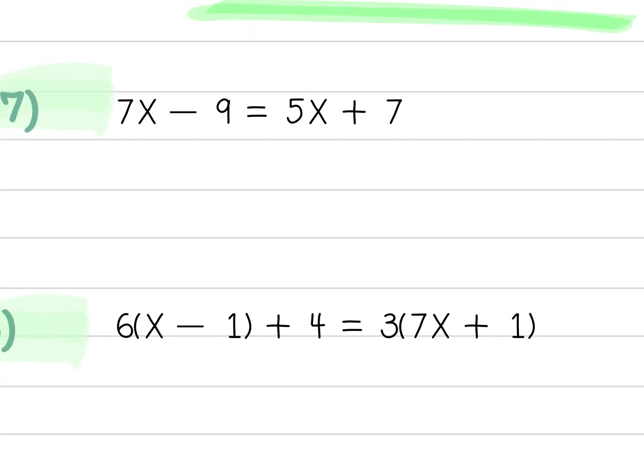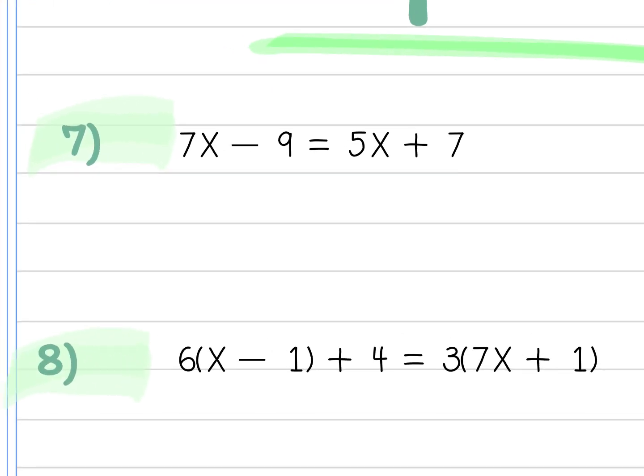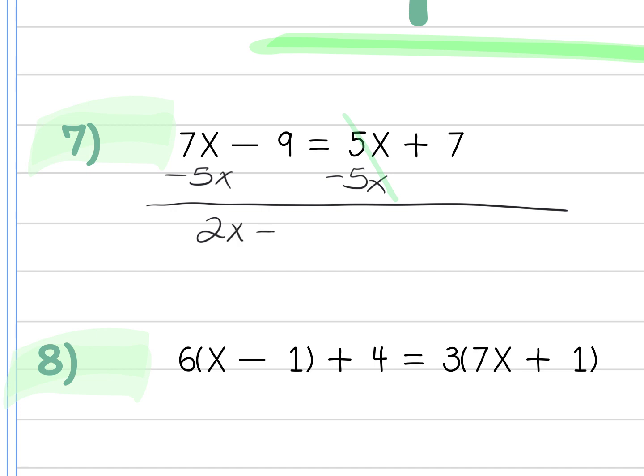So number 7, same thing. We need to get our variables on one side of the equal sign and our constants on the other. It doesn't matter which you move first. I'm going to go ahead and subtract the 5x first. So subtract 5x from both sides. It will cancel it on the right side. And now I'm left with 2x minus 9 equals 7.